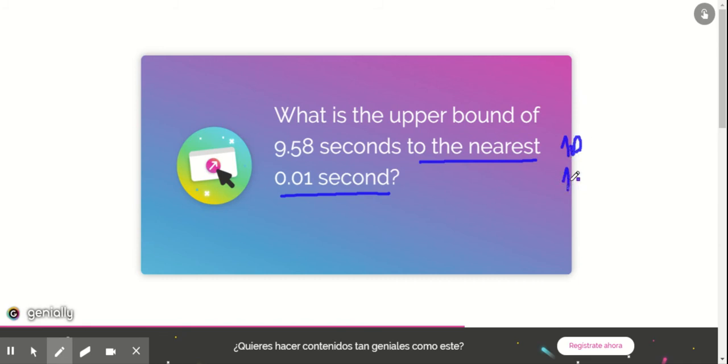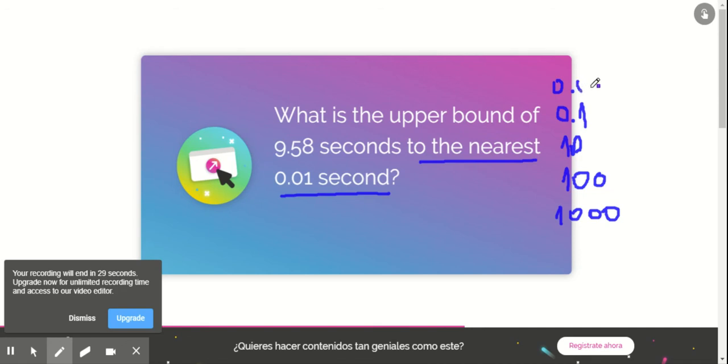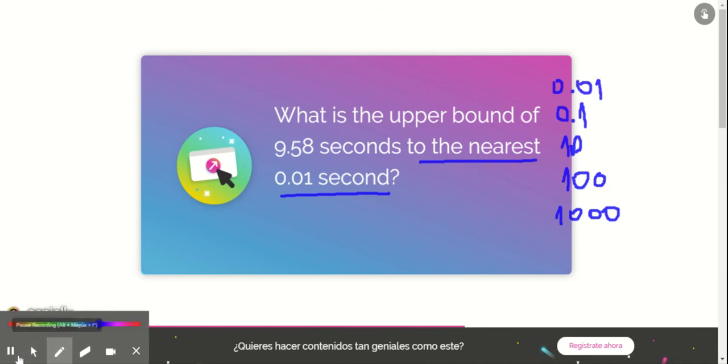To the nearest tenth, to the nearest 100, to the nearest 1,000. And if we go to the smallest numbers, to a number that has decimal places, we use also 0.001, for example. Okay, perfect.